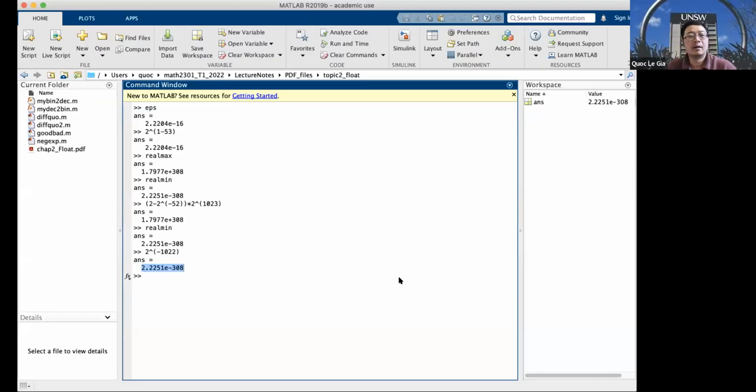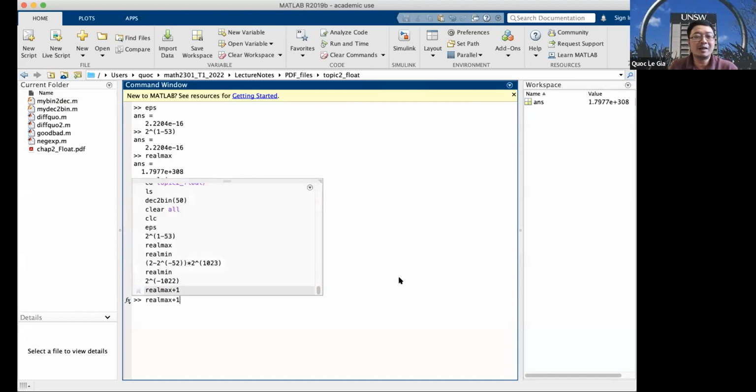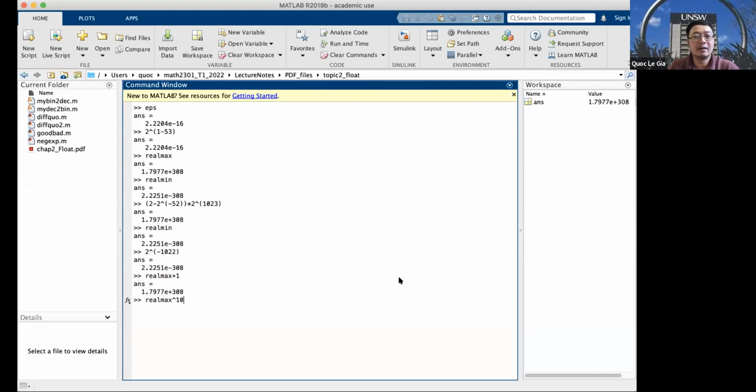Go back to MATLAB. I share you MATLAB. Suppose you take real max and raise it to the power 10, then you get infinity. Anything bigger than real max becomes infinity, and anything less than real min becomes like 0. So essentially we have to be a bit careful when we get into that range. That is the whole point, and we will see it.